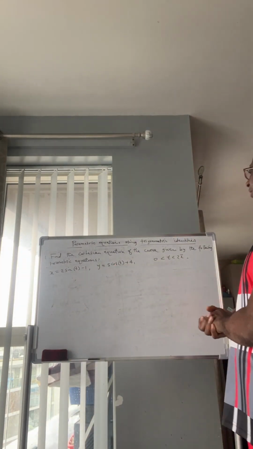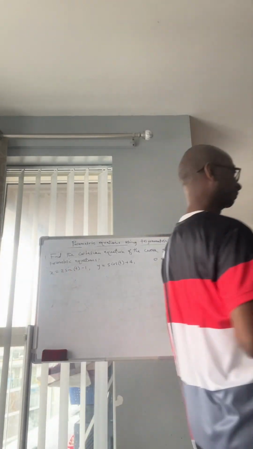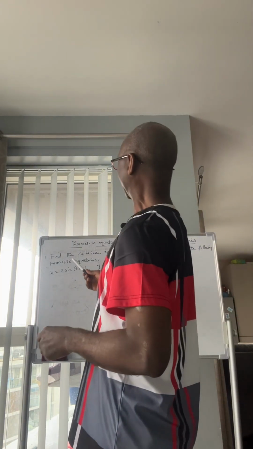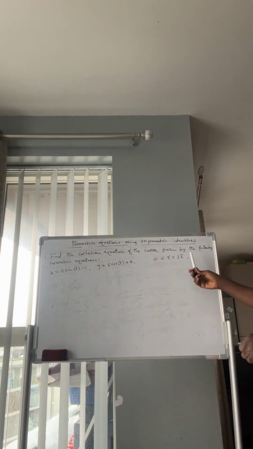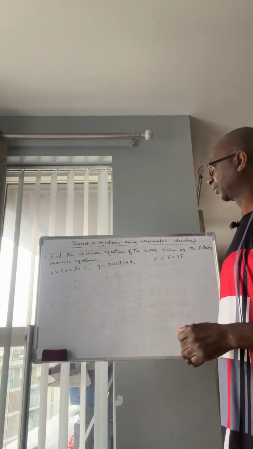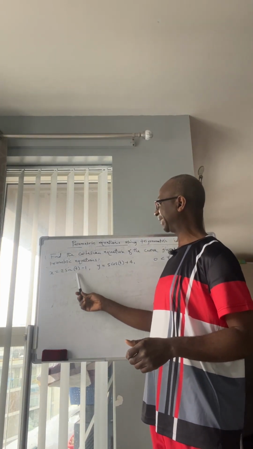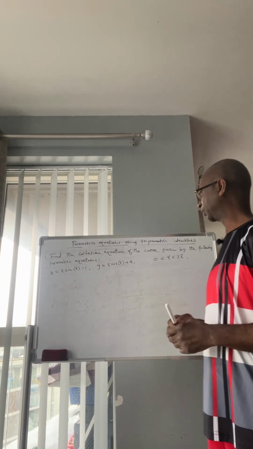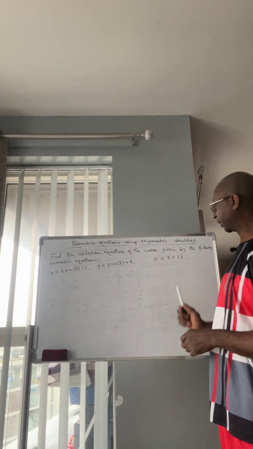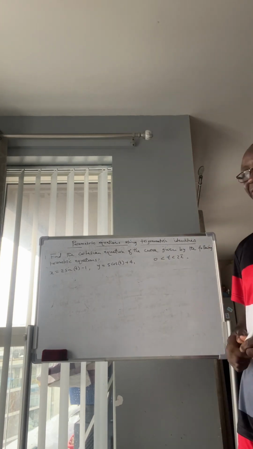We are still on parametric equations, but today we're going to look at solving parametric equations using trigonometric identities, the trig functions. We are given a problem that says find the Cartesian equation of the curve given by the following parametric equations. You have x equals 2 the sine of t minus 1 and y equals 5 the cosine of t plus 4, where t varies from 0 to 2 pi or 0 degrees to 360 degrees.